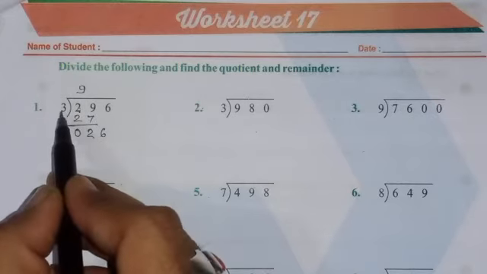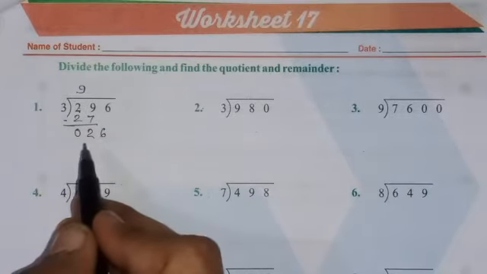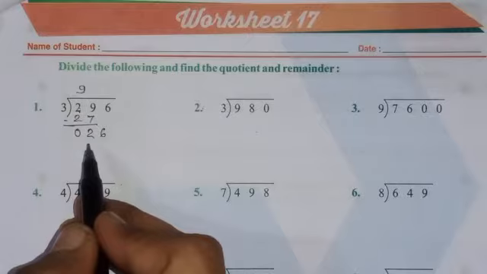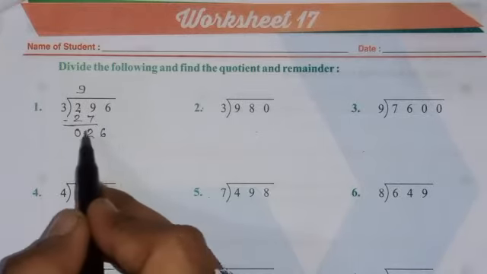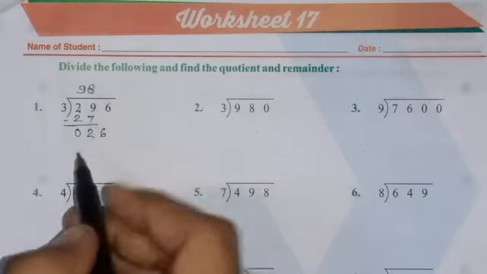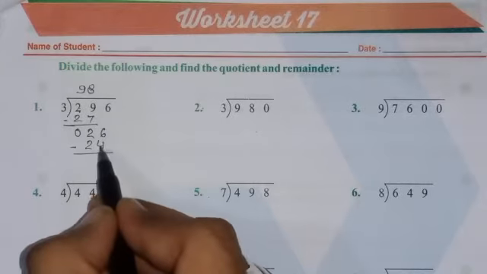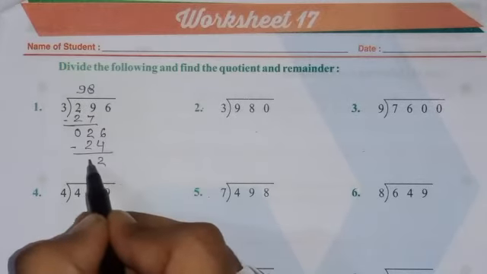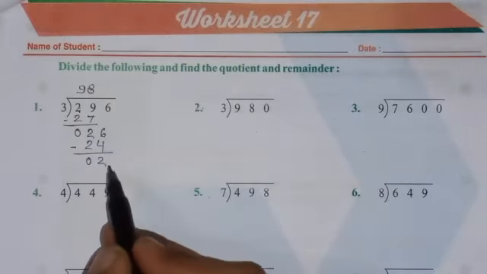So table of 3: 3 1s are 3, 3 2s are 6, 3 3s are 9, 3 4s are 12, 3 5s are 15, 3 6s are 18, 3 7s are 21, 3 8s are 24 and 3 9s are 27. That is greater than 26. So we will take 3 8s are 24, and on subtracting you will get 6 minus 4 is 2, 2 minus 2 is 0. It means the quotient is 98 and the remainder is 2.